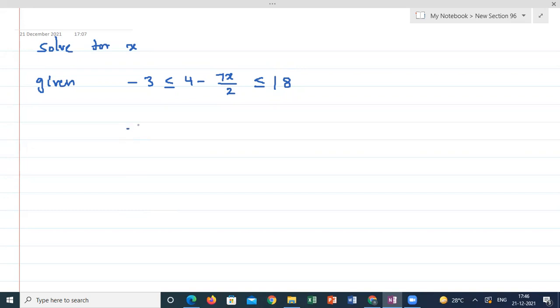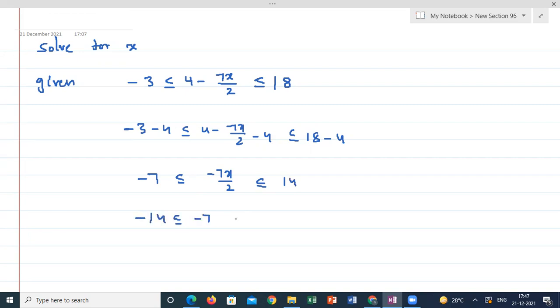So same here. Minus 3 minus 4 less than or equal to 4 minus 7x by 2 minus 4 less than or equal to 18 minus 4. This will be minus 7 less than or equal to minus 7x by 2 less than or equal to 18 minus 4 is 14. And multiplying with 2, minus 14 less than or equal to minus 7x less than or equal to 28. If I am dividing with 7, minus 2 less than or equal to minus x less than or equal to 4.